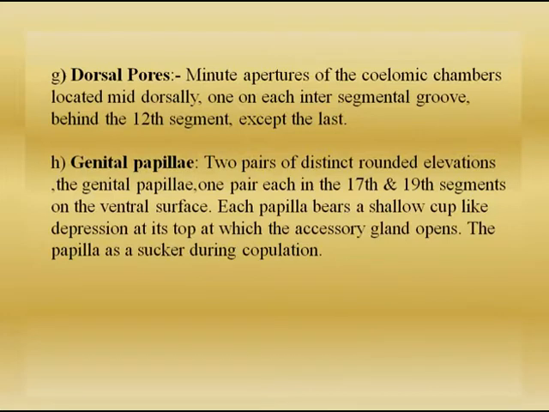Genital papilla. There are 2 pairs of cup-shaped outgrowths present ventrally on 17th and 19th segment, one on each side. The papillae possess minute pores of accessory glands. Papillae help in copulation.